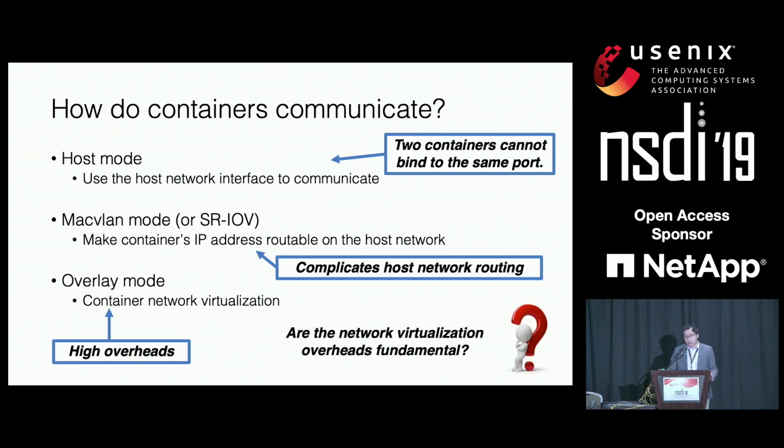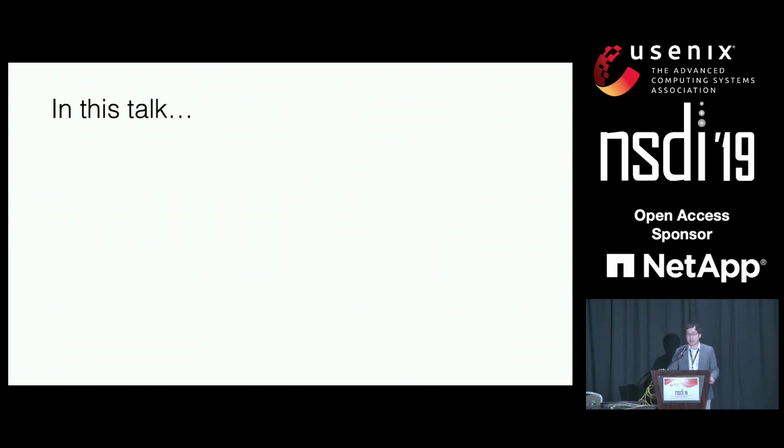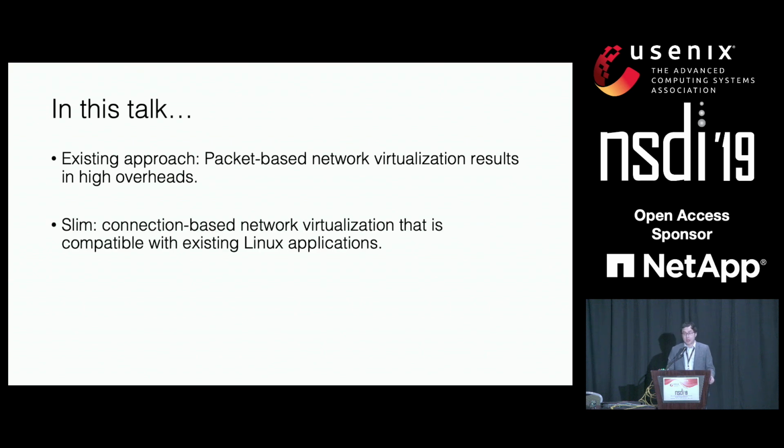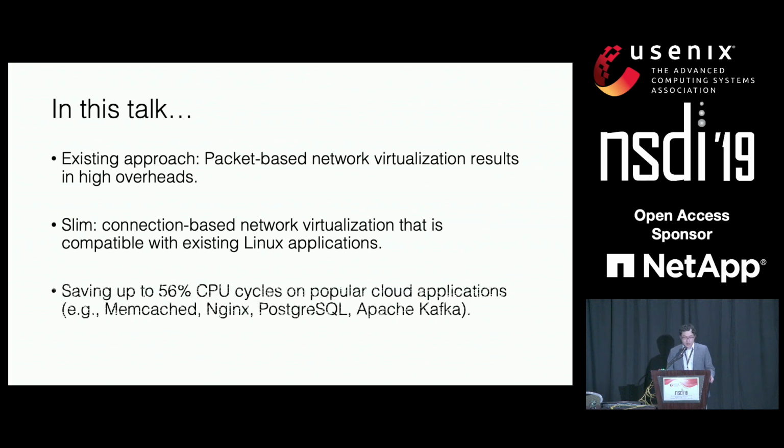So in this paper, we want to ask this question: are the network virtualization overheads actually fundamental? In this talk, I'm going to cover three points. First, we analyze the existing approach for container network virtualization. What we found is they basically use a scheme which we call packet-based network virtualization, and it indeed triggers really high overheads. I'll talk about why. Then I'll talk about our system, which is called Slim. It relies on a completely different way to do network virtualization. We call it connection-based network virtualization, and we make it compatible with Linux kernel applications. We show several case studies using Slim to speed up popular cloud applications, and we can see up to 56% CPU cycle savings on popular cloud applications.